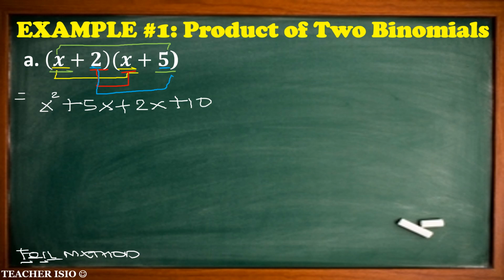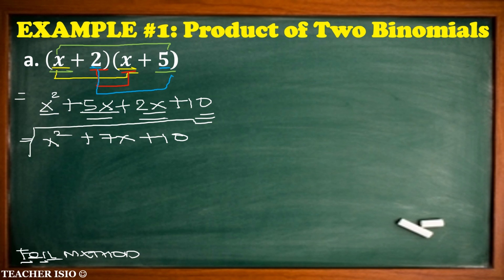And then, combine similar term na natin. Since si x squared walang ka-similar term, just bring down. Si 5x may ka-similar ba? Yes, si 2x. So, what is 5x plus 2x? We have 7 and then capital variable x. So, we have plus 7x. And then, just bring down the constant term which is 10. Therefore, the answer is x squared plus 7x plus 10.